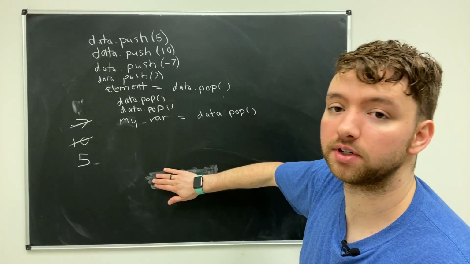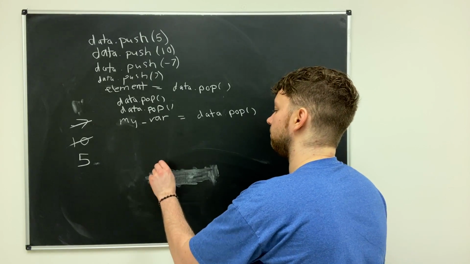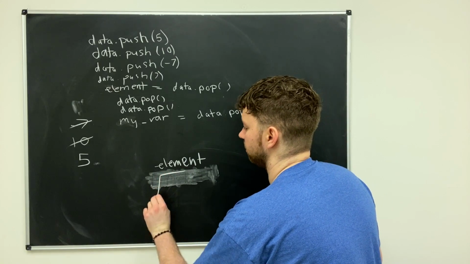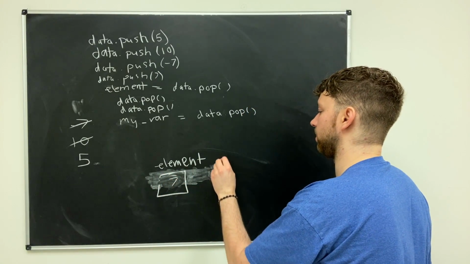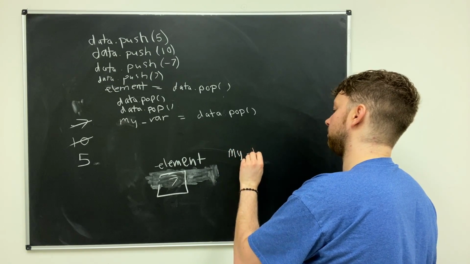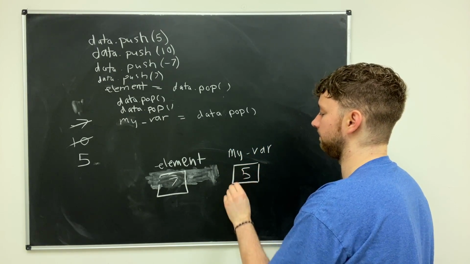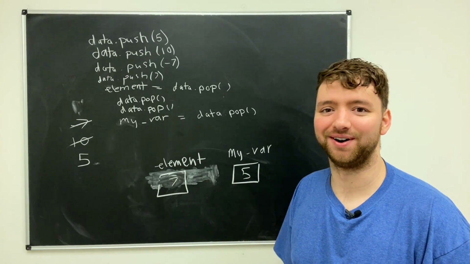Now, our array is going to be empty, but we're going to have two variables available to us. Element, which is going to contain 7. And then we're going to have this other variable, myvar, which is going to contain the value 5. So cool. That sounded so unenthusiastic.